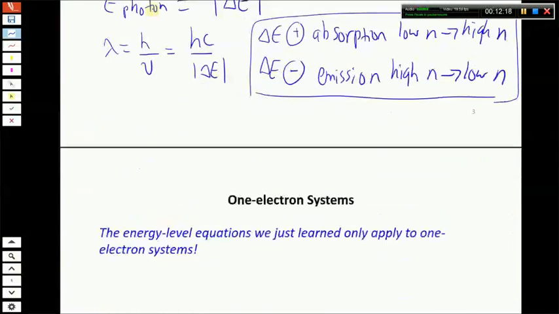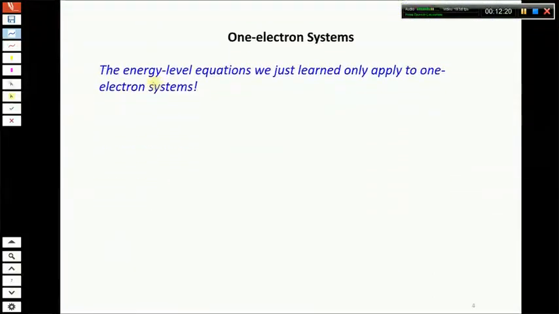All right. One key point that's worth pointing out, we're going to circle back to later on when we talk about some of the limitations of the Bohr model, is that this equation, this delta E equation, or just the energy level equation that I started with, they only apply to one electron systems.